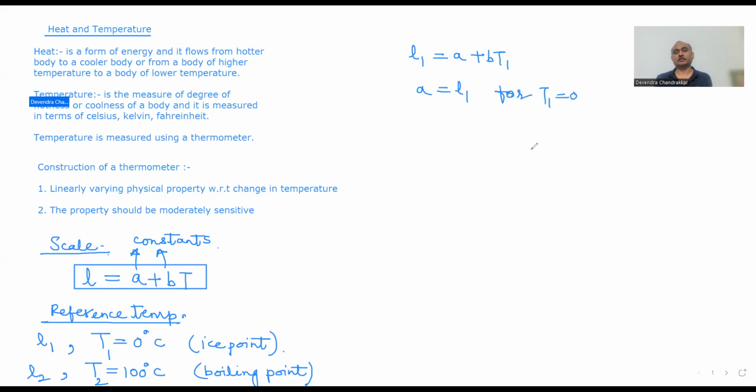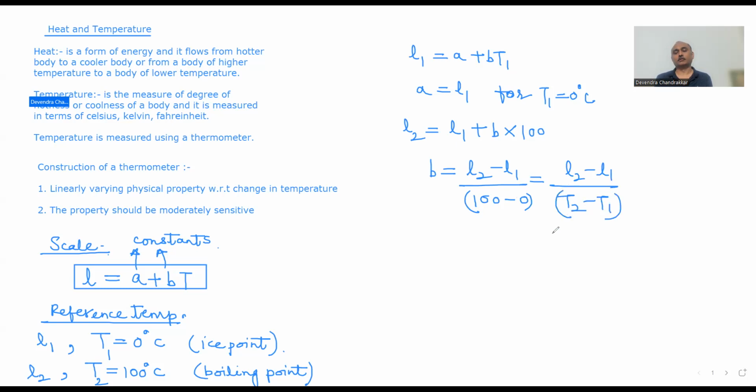I hope all of you understood this. Yes or no? Yes, sir. So A is equal to L1. Now what about L2? L2 is L1 plus B into T2, which is how much? 100 degrees Celsius, right? I'll just remove this degree Celsius sign here for convenience. So we have B is equal to L2 minus L1 upon 100 minus 0 degrees. Clear hai? Because I'm taking the reference temperature as T1, that is 0 degrees. Or you can write it as L2 minus L1 upon T2 minus T1. I hope all of you understood this. Yes or no? Yes, sir.